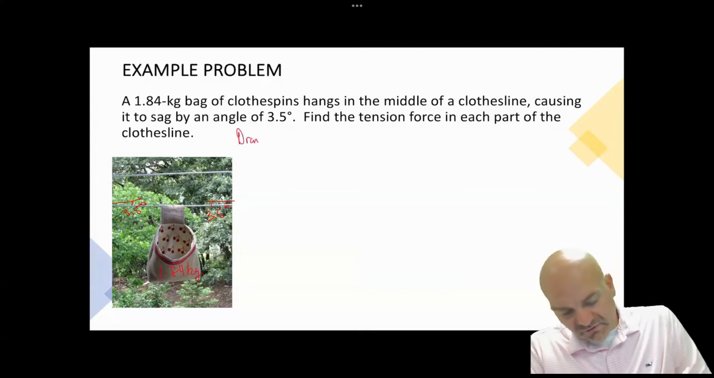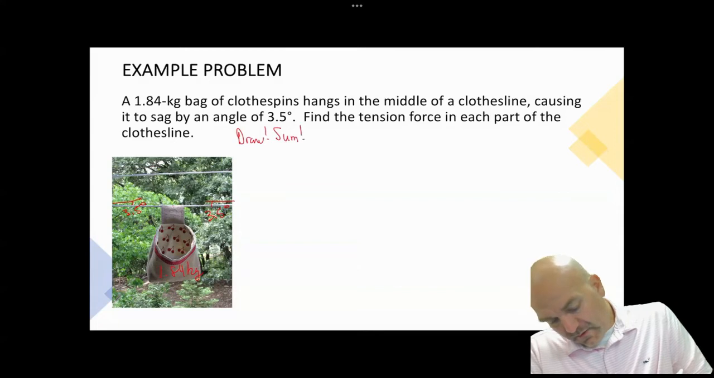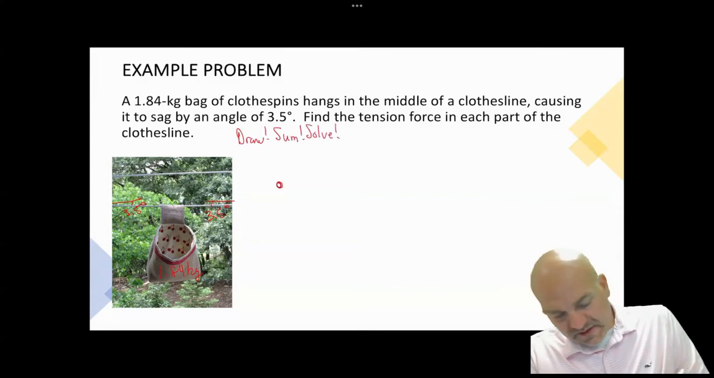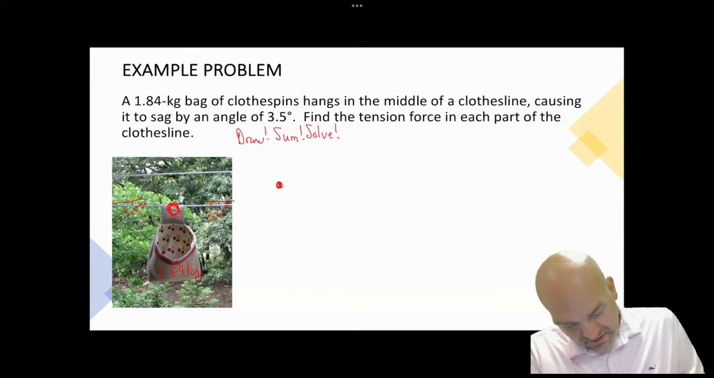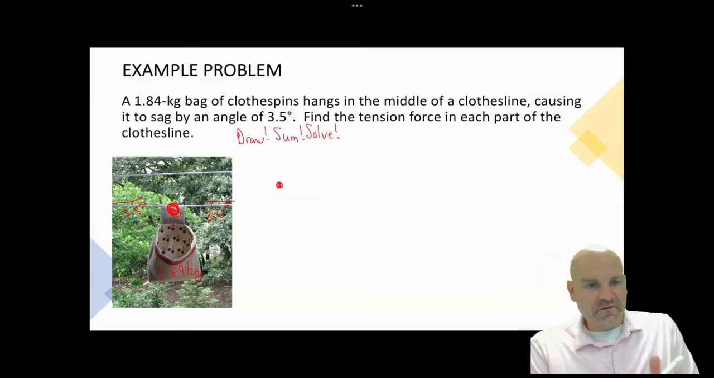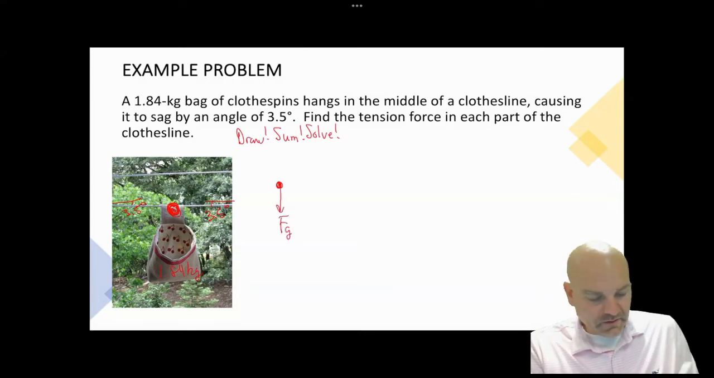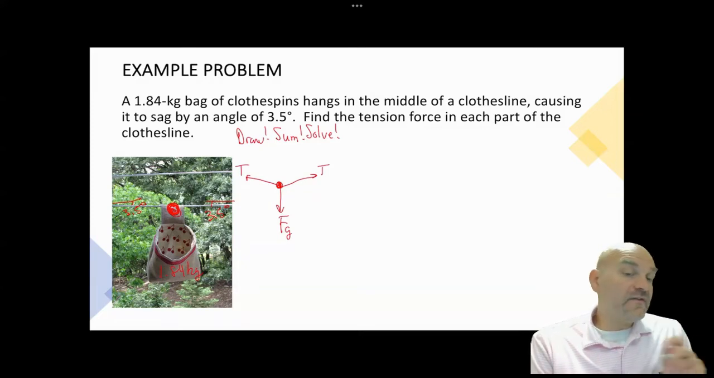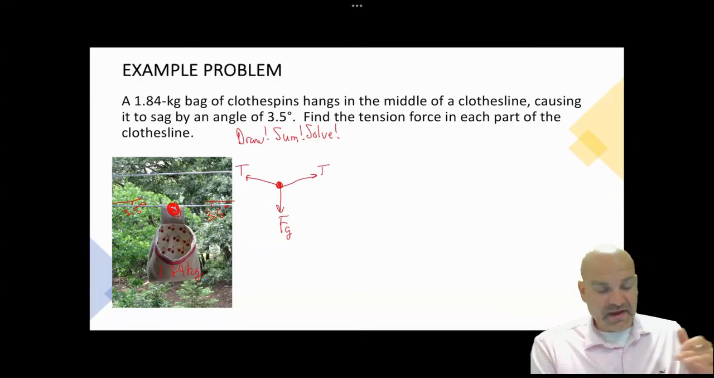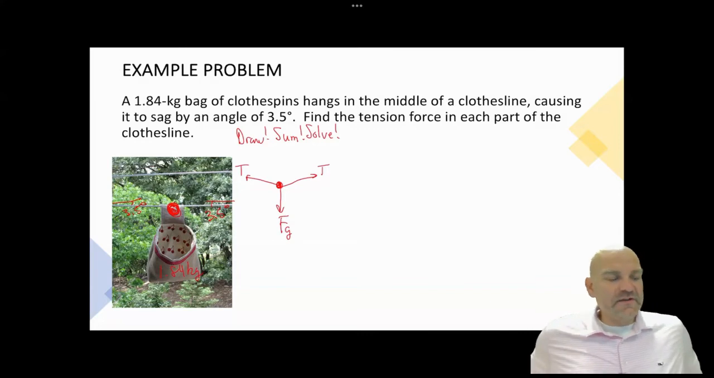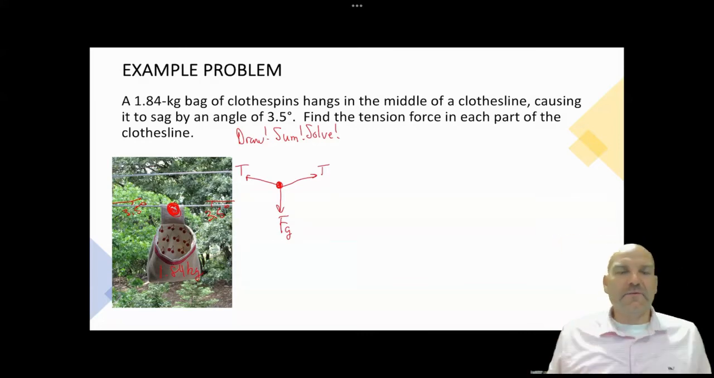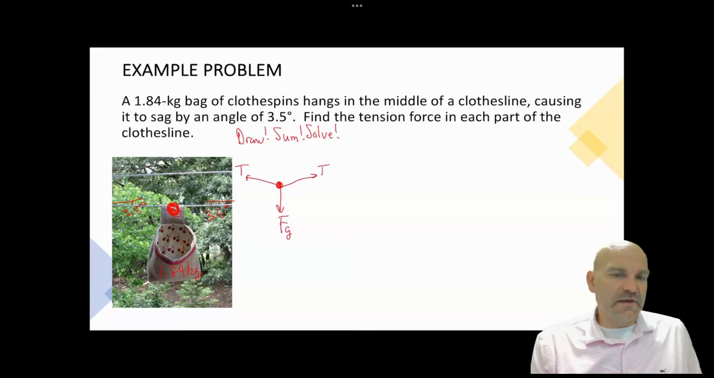So if I remember our process: draw, sum, solve. Okay, so first step, draw the free body diagram. So we're going to look at the point of contact, which is right here. What forces are acting at that point? Well, we have the weight of the clothespin bag, and then we have the tension in the string. Because it says it makes an angle of 3.5 degrees, the tensions are going to be equal.